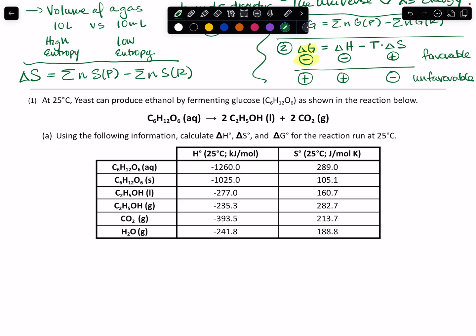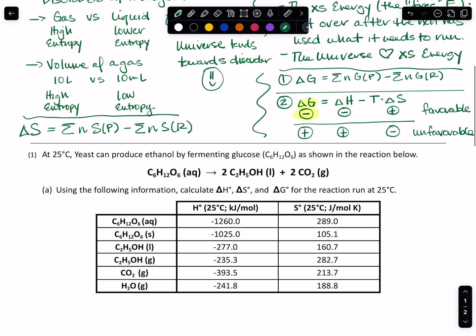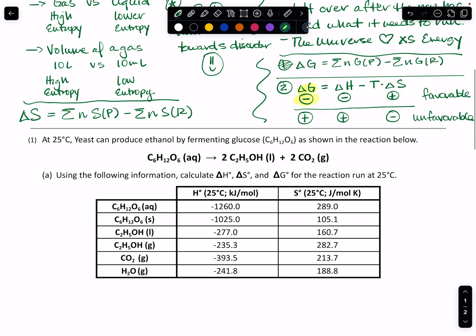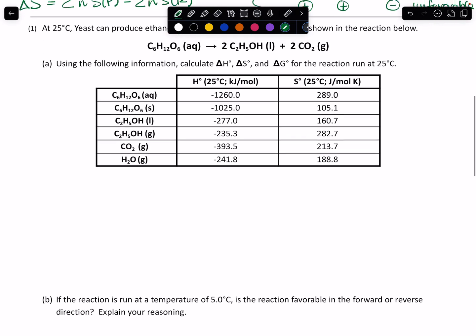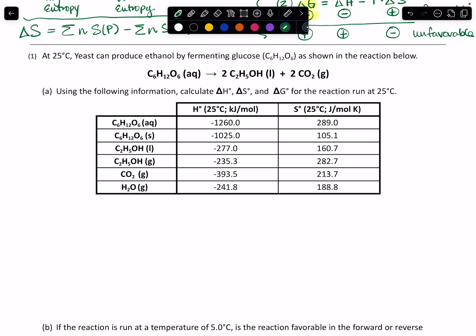All right, now I cannot calculate delta G using my first formula up here. Whoops, using this formula right here. I don't have those values, so I'm going to use that second formula to calculate delta G. But before I can do that, I need delta H and delta S. So that's going to be my first job.